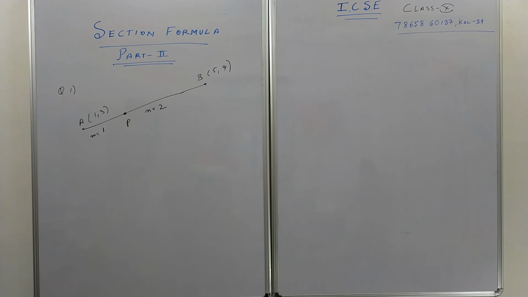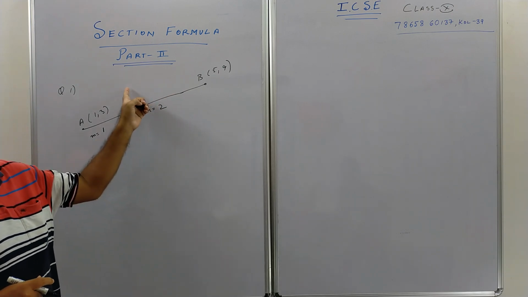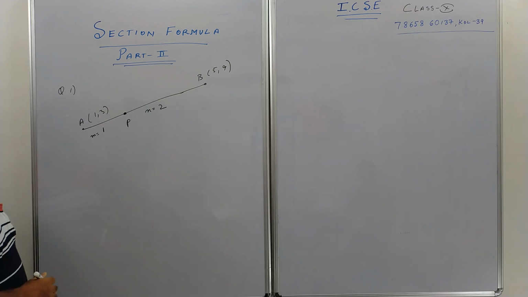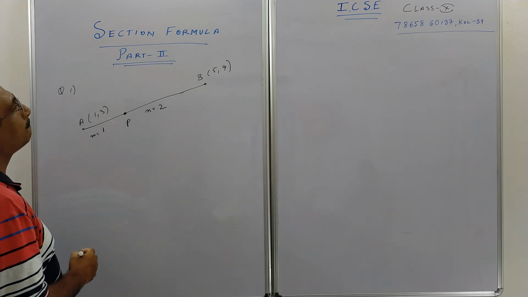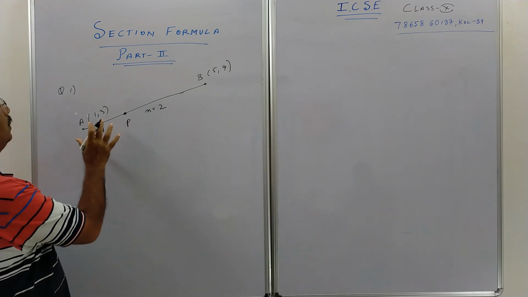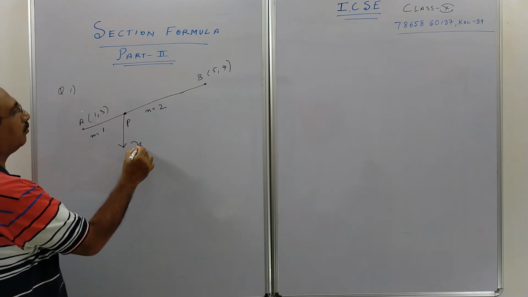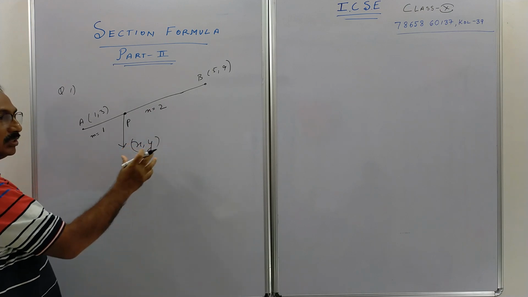Here I start with the very first sum on the section formula. ML Agrawal starts with the midpoint formula. I am taking one sum from Concise Mathematics. Both the books are good. Generally I follow ML Agrawal. Okay, so here 2 points are given, children. We have to find the coordinate of point P. Let it be (x, y). Coordinate is always in a pair, children.